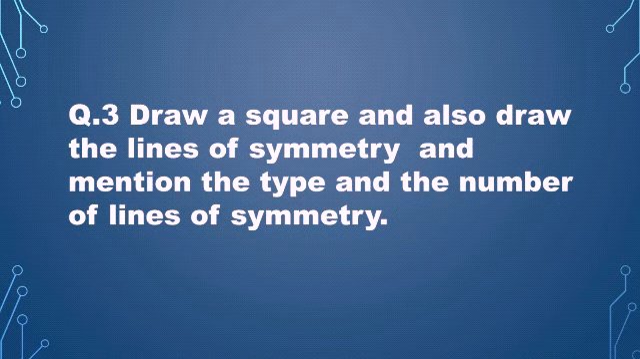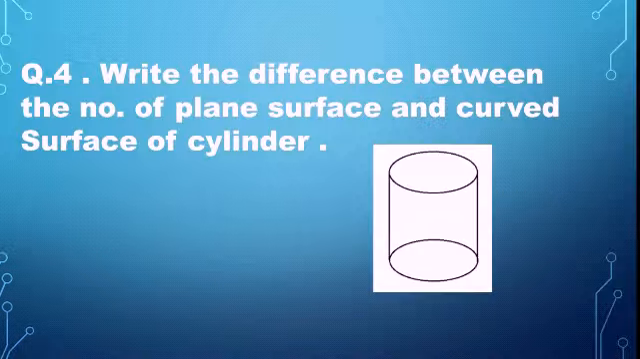After that, within the square you have to draw the lines of symmetry. You have to draw the lines of symmetry in the square, and after that mention how many lines of symmetry there are and what type of line of symmetry it is. This way you have to solve this question. So solve it and write it down in my comment section. It's a question from Shapes and Designs.